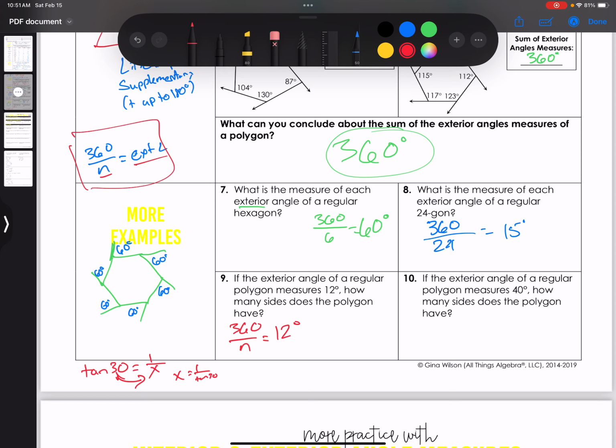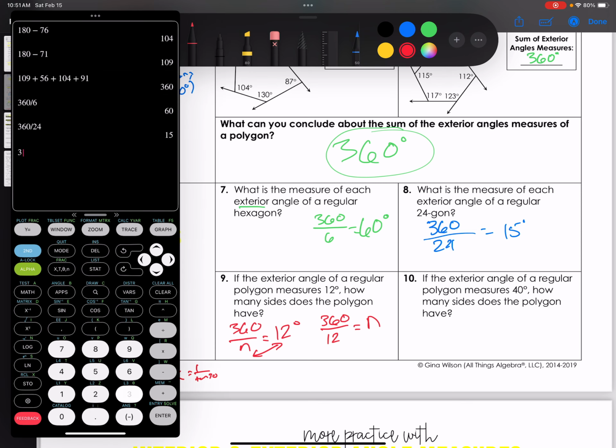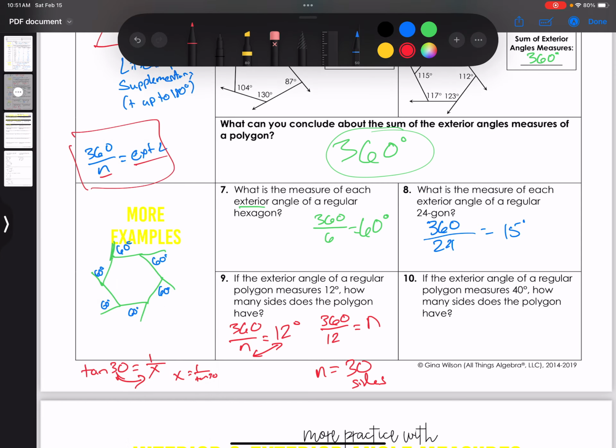Same thing's happening here. Our variable is in the denominator, so we're going to switch spots. So 360 divided by our exterior angle is equal to the number of sides. In this case, 360 divided by 12 gives me 30 sides. So if you want a formula for this one, let me find some empty space somewhere. 360 divided by the exterior angle gives you the number of sides.